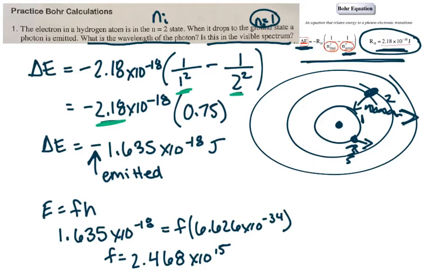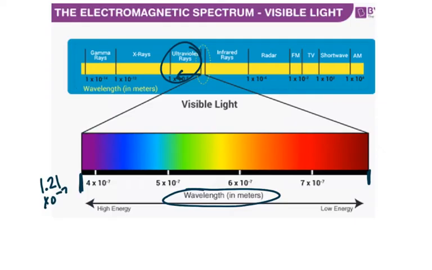If it was in the visible spectrum, if I got like 5 times 10 to the negative 7, I might ask you what color it is, and then you would say it's sort of a blue-green. Maybe you got 5.5 times 10 to the negative 7, you're right here, like more of a yellow-green. Maybe you got 7, and you were over here at like a red-orange. So I might ask you what color it is based on the wavelength.